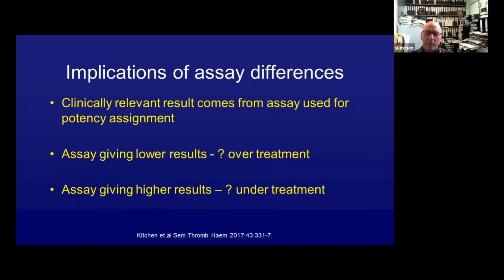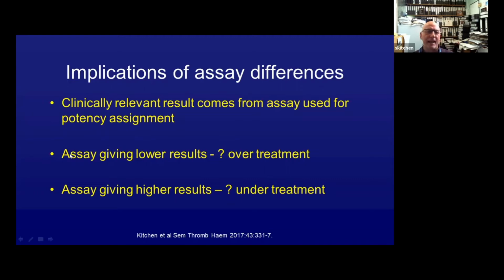If there is a difference, how do we know which is the truth? Which number should we use? Well, I think we can make some comments about this. We know that clinical trials are run in order to identify which is the correct dose, which is the appropriate dose. And of course, in those trials, the units come from the labeled potency of the vial. It means that the clinically relevant result comes from the potency assignment. So in the lab, I think we want an assay which gives a similar number to the one used for potency assignment.